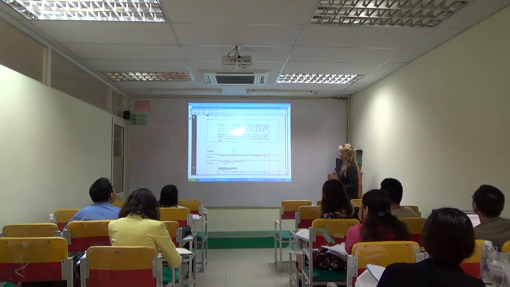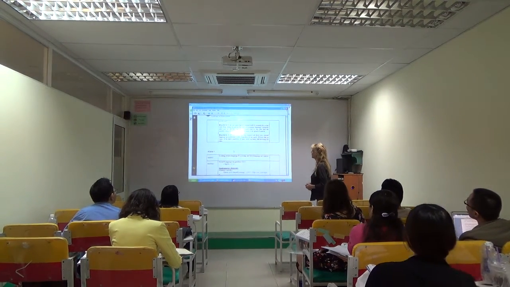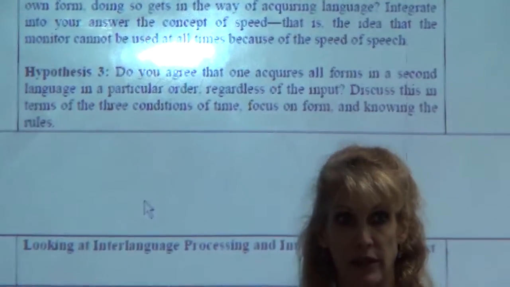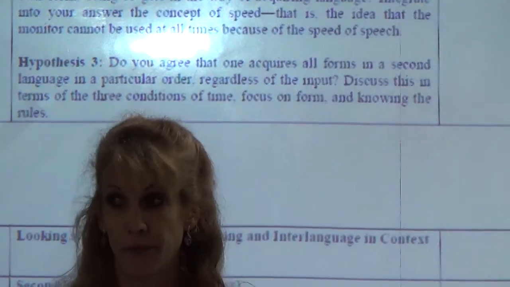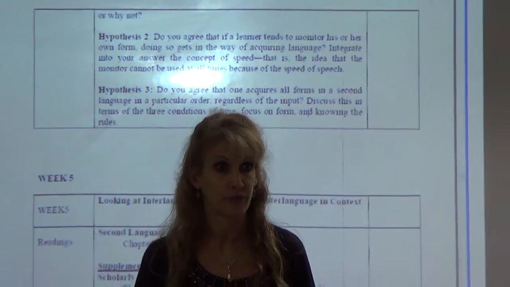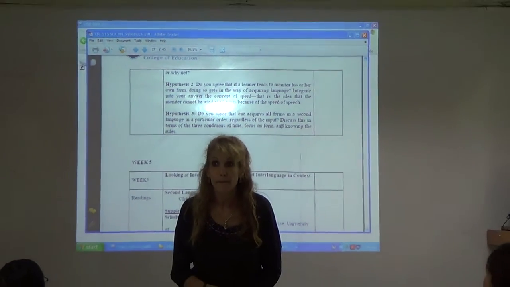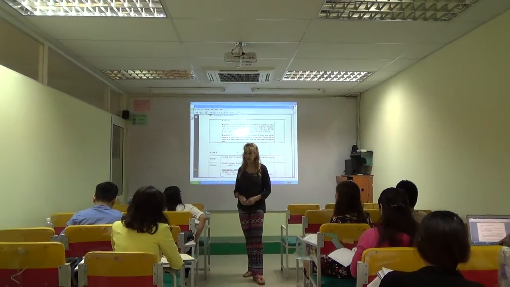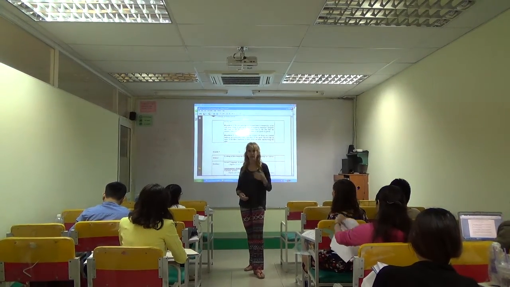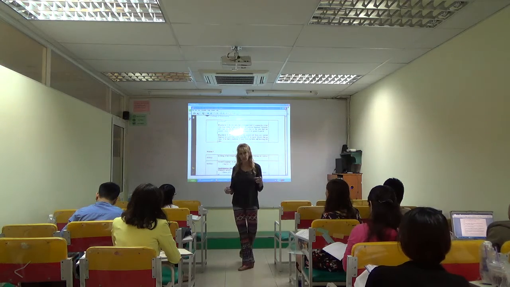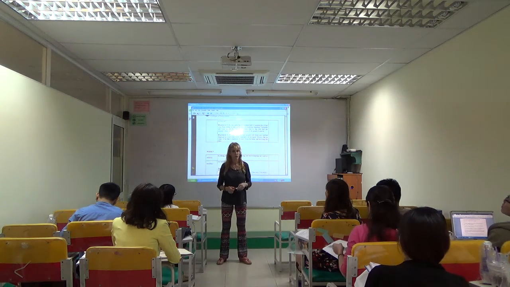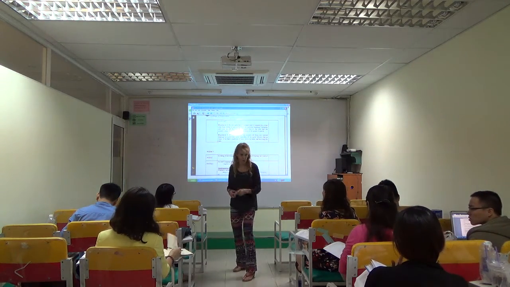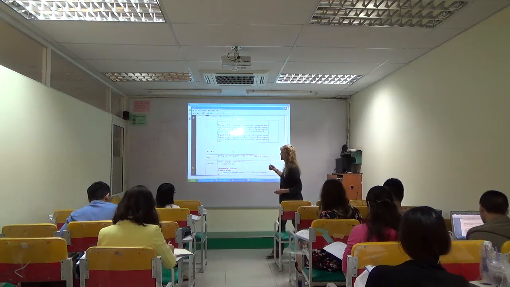So number 3. Do you agree that one acquires all forms in a second language in a particular order? So that's what we talked about yesterday with the, what was the theory? The order? The natural hypothesis. Krashen had a method that was called the natural method that was based on the order. And we said we used a different name though. Yes, the morpheme order studies, right? Yesterday we talked about the morpheme order studies.